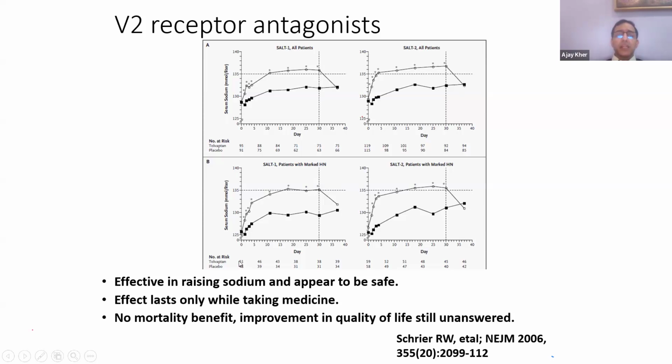So what it means is that it is effective in raising sodium. In SALT-1 and SALT-2, they appear to be safe. However, the effect lasts only while you're taking the medicine. In this trial, as well as in other trials with hyponatremia, there is no mortality benefit. And whether there is any improvement in quality of life was unanswered in this and other trials.